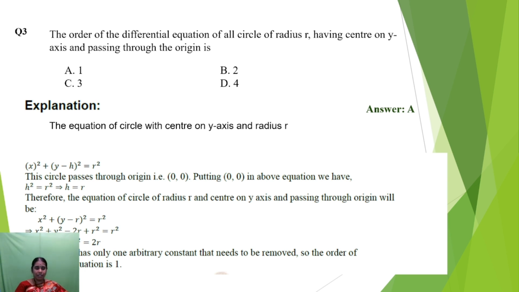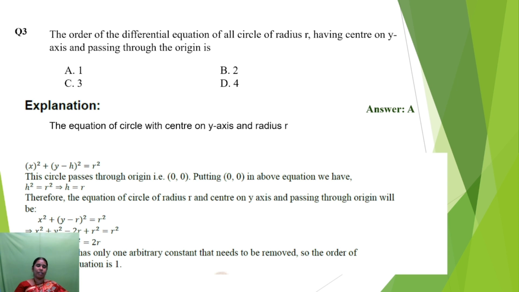On expanding this, we get x square plus, using the formula (a minus b) the whole square equals a square minus 2ab plus b square, y square minus 2yr plus r square equal to r square. On solving the equation, we get x square plus y square equal to 2yr. This equation contains only one arbitrary constant, which is r. So we need to remove that.